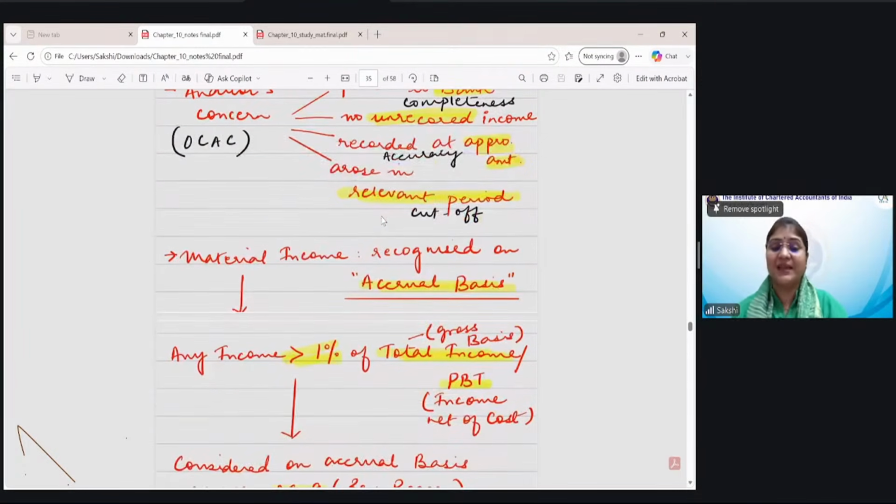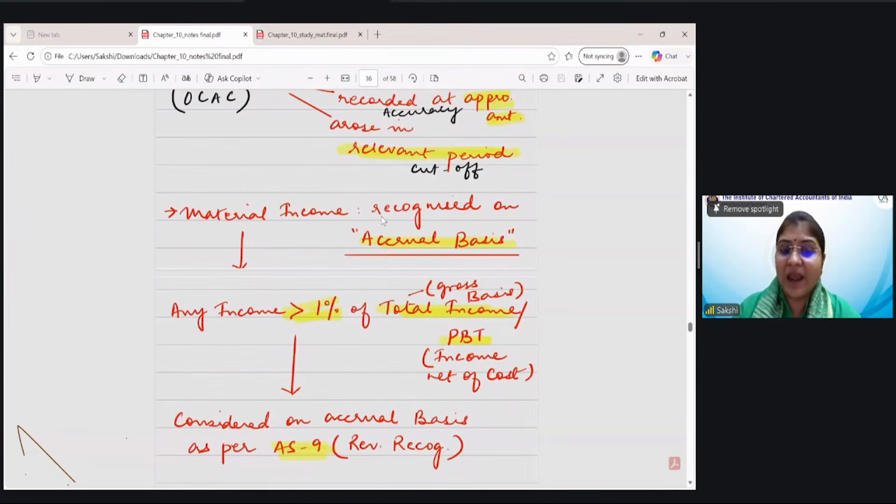Okay. Say there is material income. What do you mean by material income? They say any income which is more than 1% of the total income, if you are recognizing on gross basis. And if you are recognizing your income on net of cost basis, then profit before tax. There are two bases of taking your income. You are booking your income on gross basis, that is the total income. Or you are not booking on gross basis and you are considering on net of cost basis, meaning you are deducting all the expenses, then profit before tax.